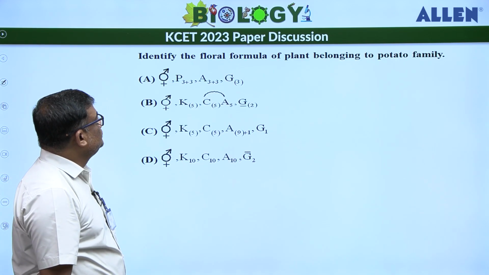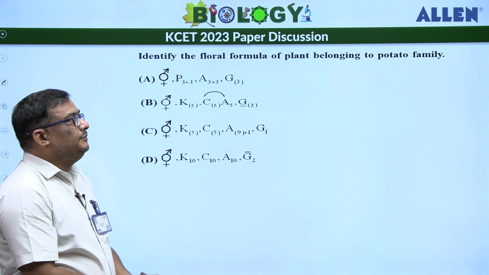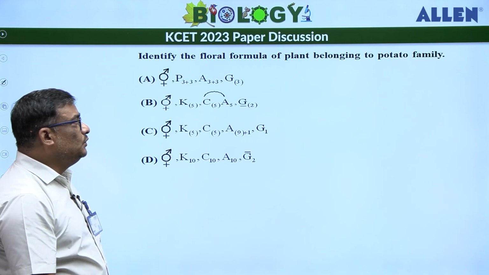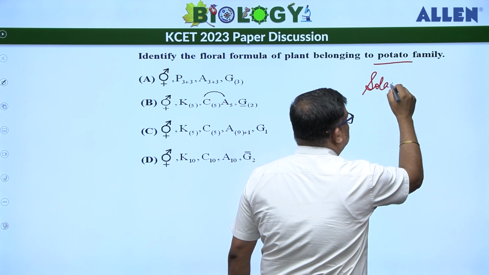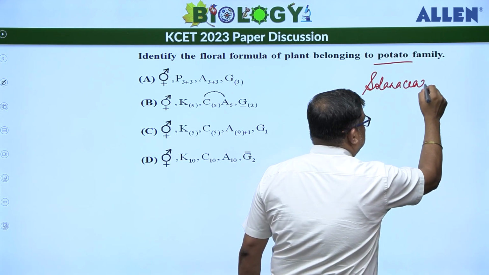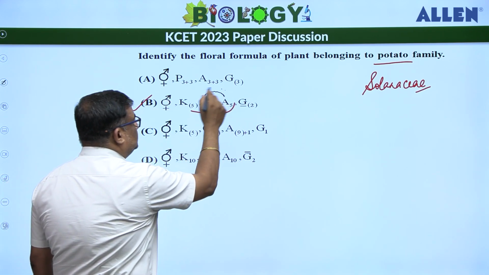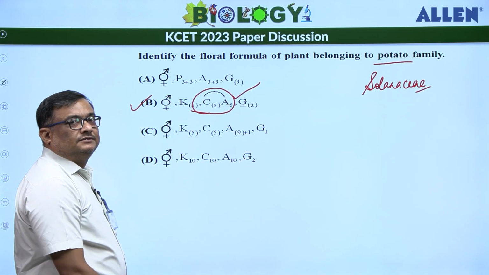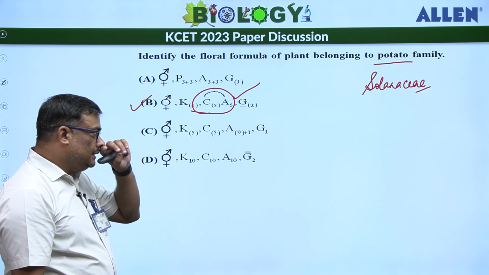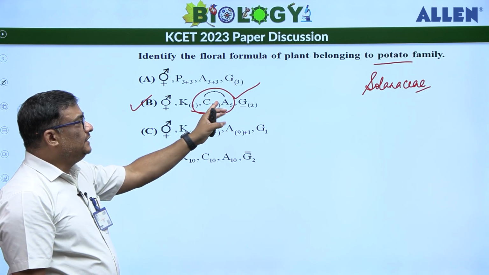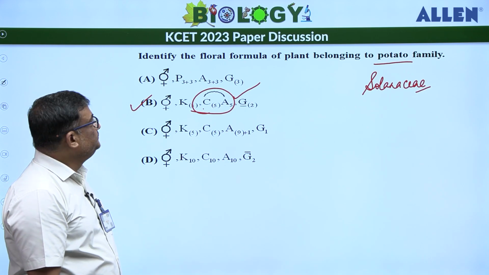Next question. Very good question. Identify the floral formula of the plant belonging to the potato family. They are asking about Solanaceae. Undoubtedly this is the answer. The rest all belong to one or the other family. So this is the only difference, and believe me, it's a very simple one because C and A are both going to be attached.